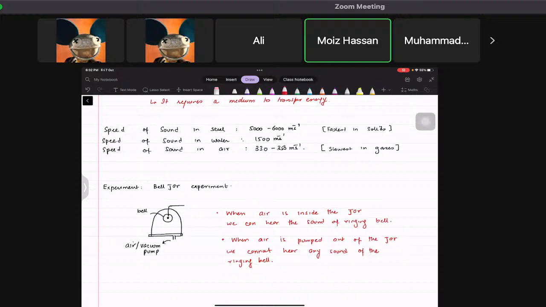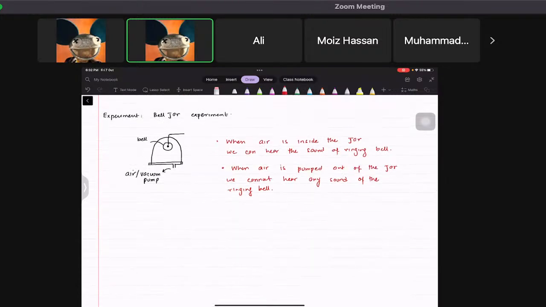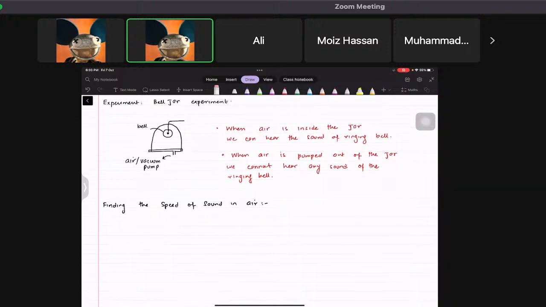Interesting. Now, let's move forward. Keeping that in mind, we also need to find the speed of sound in air, and we have a couple of experiments to do. One of those experiments uses light, and that's something very interesting.